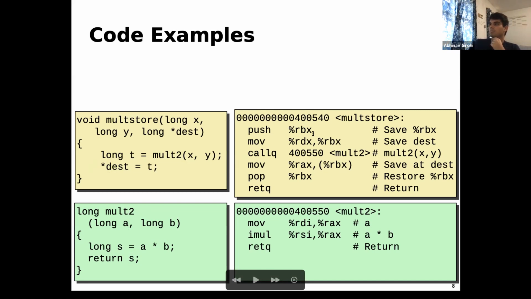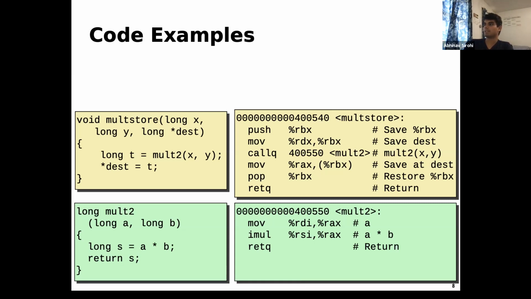And so to do this in assembly, what we do is we first push RBX onto our stack, and then we move our RDX, which is the destination, into RBX. So you're basically saving whatever was initially in the destination into RBX. And we'll come back to why we do this. You'll understand it once we go through more stuff.